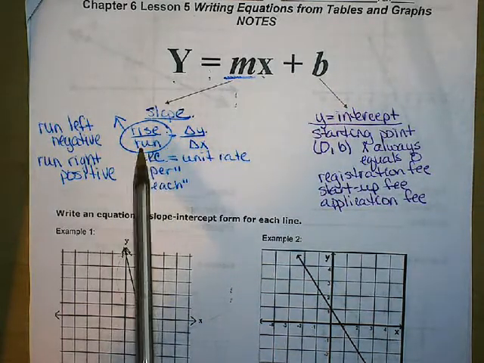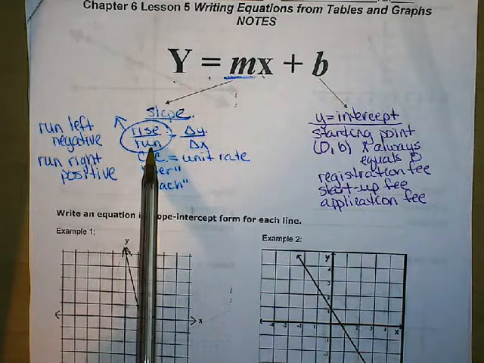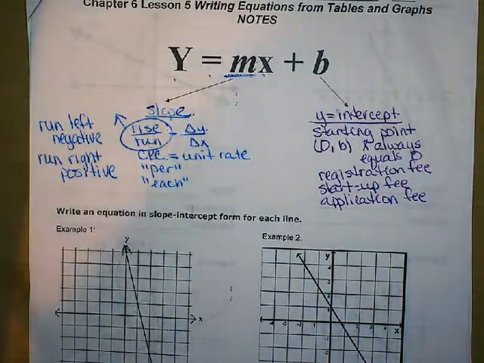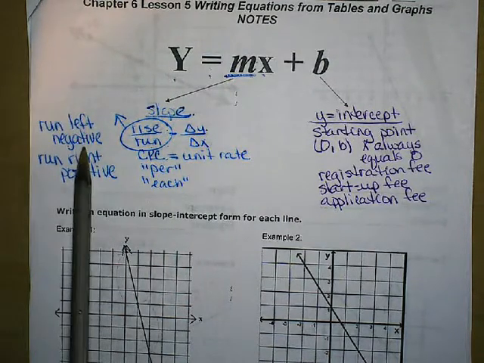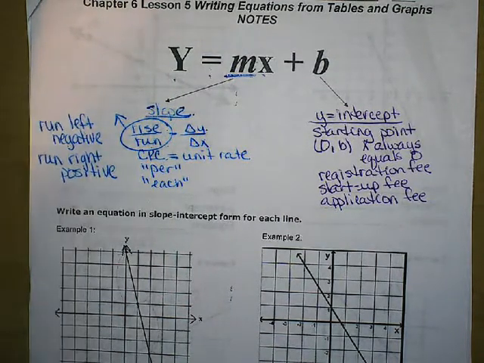Today, we'll be focusing on the rise over the run. We'll be creating the triangles above the line. Remember, if you run left, it is negative. If you run right, it is positive. This is how we know if it's a positive or negative slope.